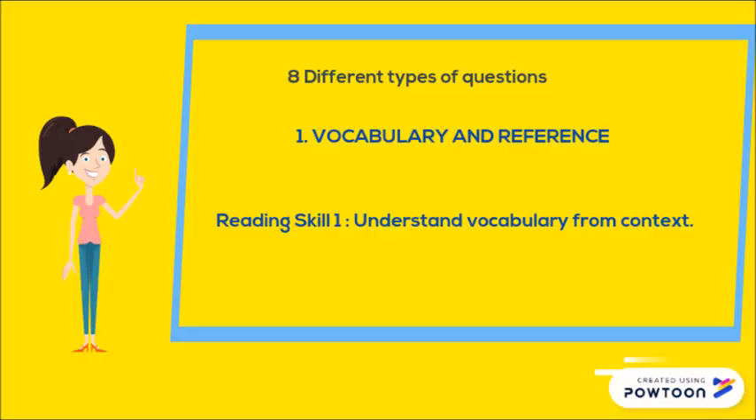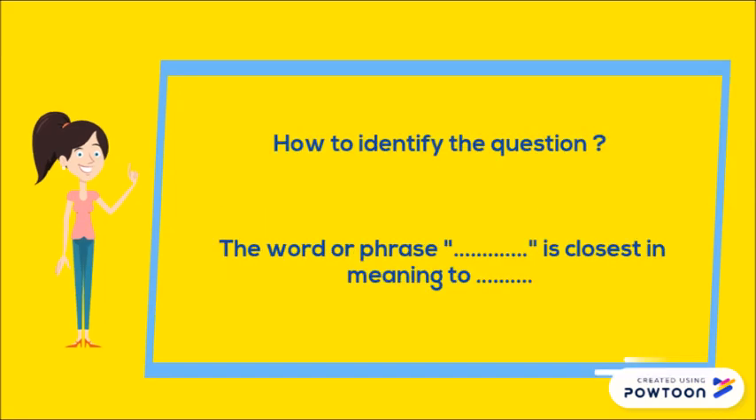Number 1. Vocabulary and reference. Reading skill 1. How to identify this question? The key point in this question is the phrase "the word or phrase closest in meaning to". We have to read the whole sentence with the target vocabulary word in its context and determine what part of speech the word is.